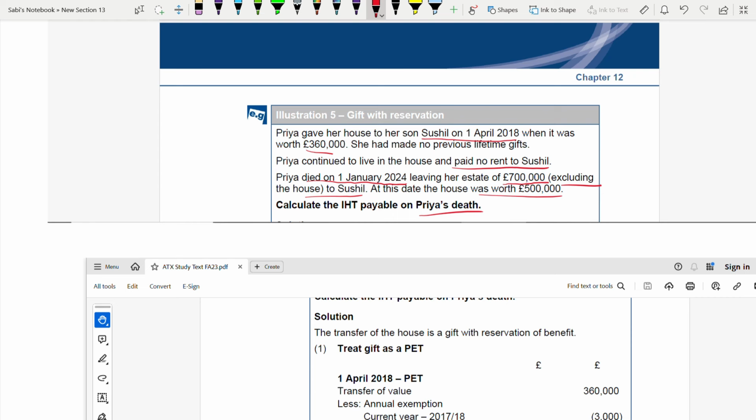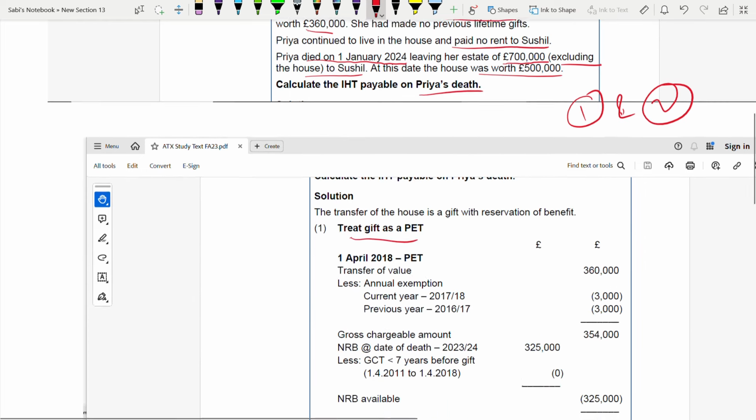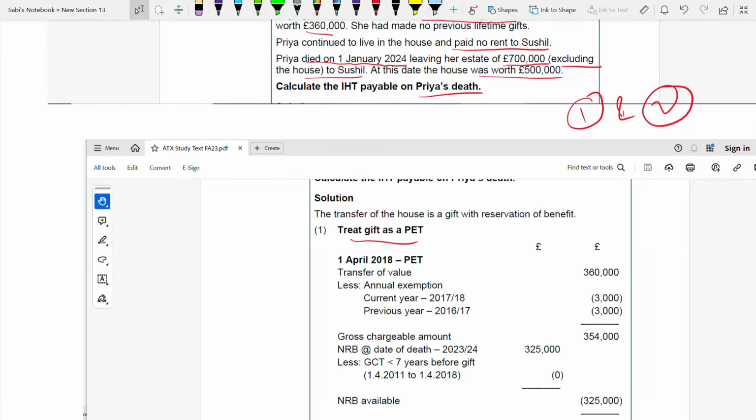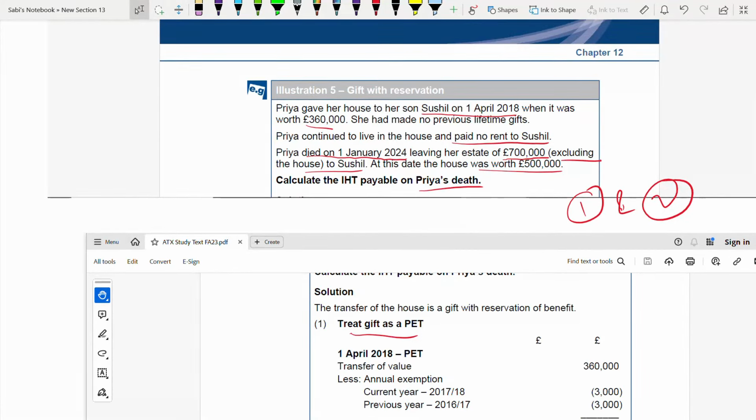Okay, so now remember 1 and 2, whichever is higher, it's the gift with reservation. So first we'll treat it's to a son, so it's not a chargeable lifetime transfer, it's a PET. Okay, the solution is here. Let's go through the solution. So first we'll treat the gift as a PET. When it's a PET, transfer of value is 360,000.